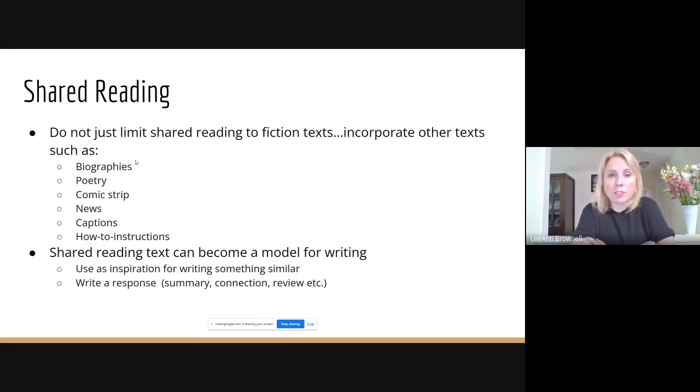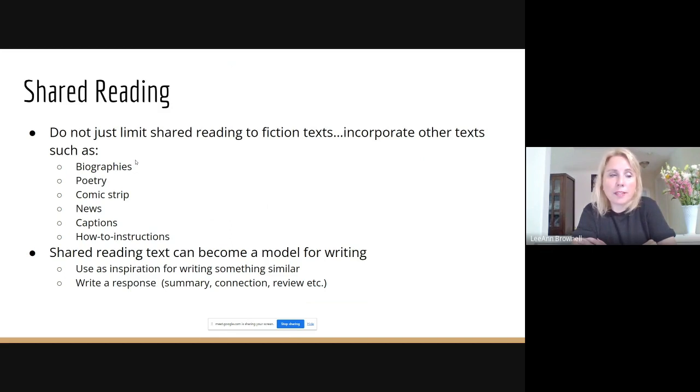And you don't have to just limit it to fiction texts. It's a great opportunity to be exposing students to different genres. So biographies, poetry, comic strips, how-to instructions. When you are doing nonfiction texts, you might want to focus in on some of the nonfiction text features that can support students' understanding. You can also use this text to become a model for writing.